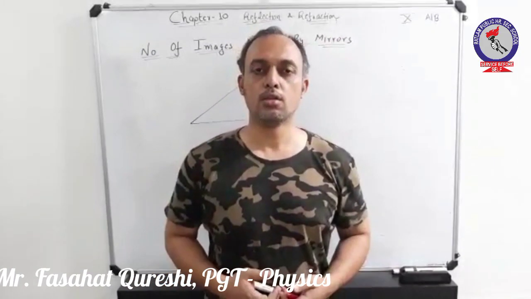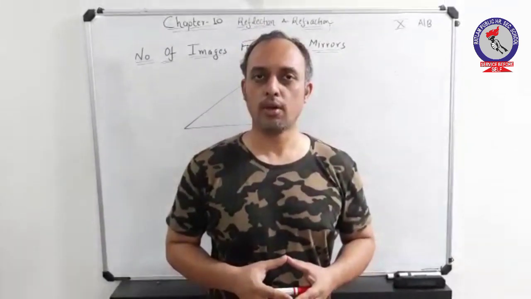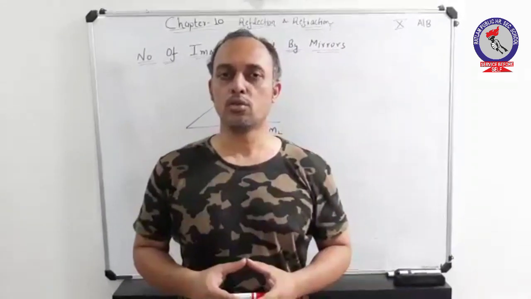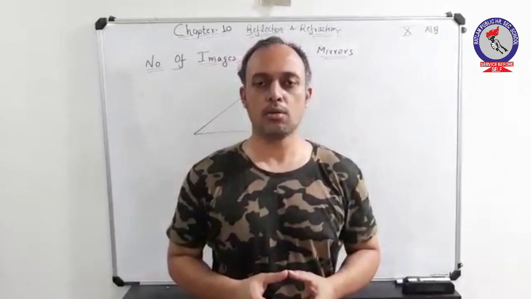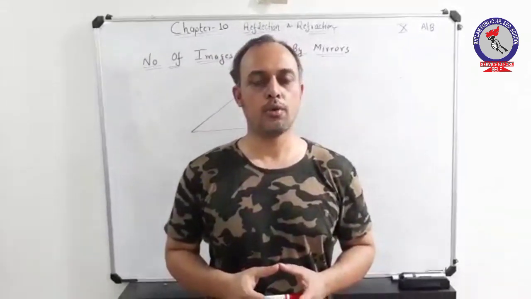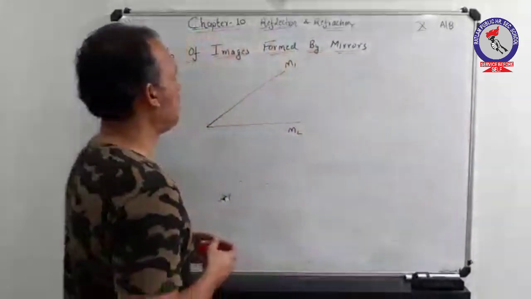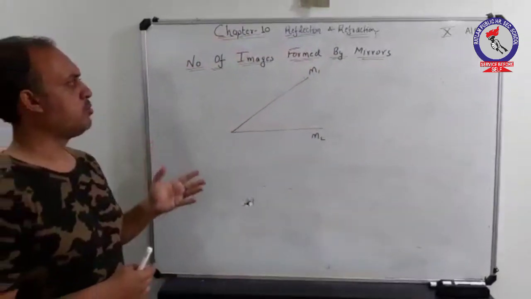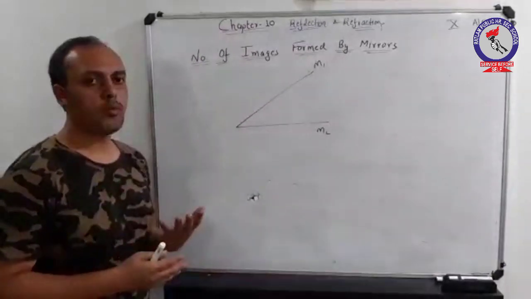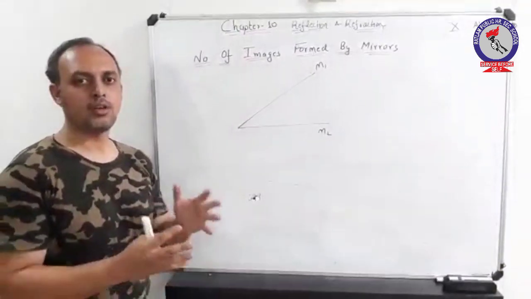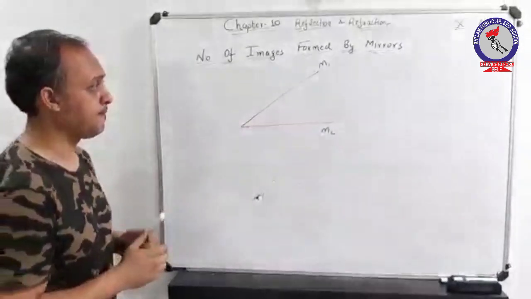In this section of my video, we'll be going through the concept of reflection and refraction, and also the number of images formed by two plane mirrors which are kept at a certain angle, which is a topic of NCERT chapter number 10 for class 10th. So, as you can observe, we need to calculate the number of images formed by two mirrors if an object is placed between any one position between the two mirrors.